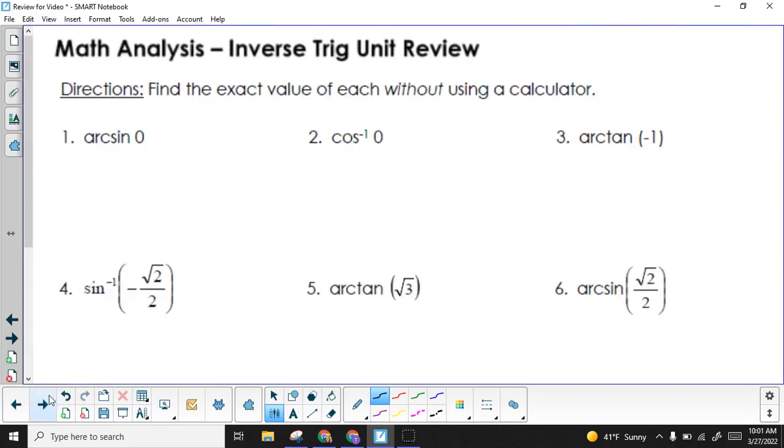Okay, everything here we will be able to do without needing a calculator. So I am going to rewrite each of these and just go through. You do need to know your unit circle in order to do well on these.